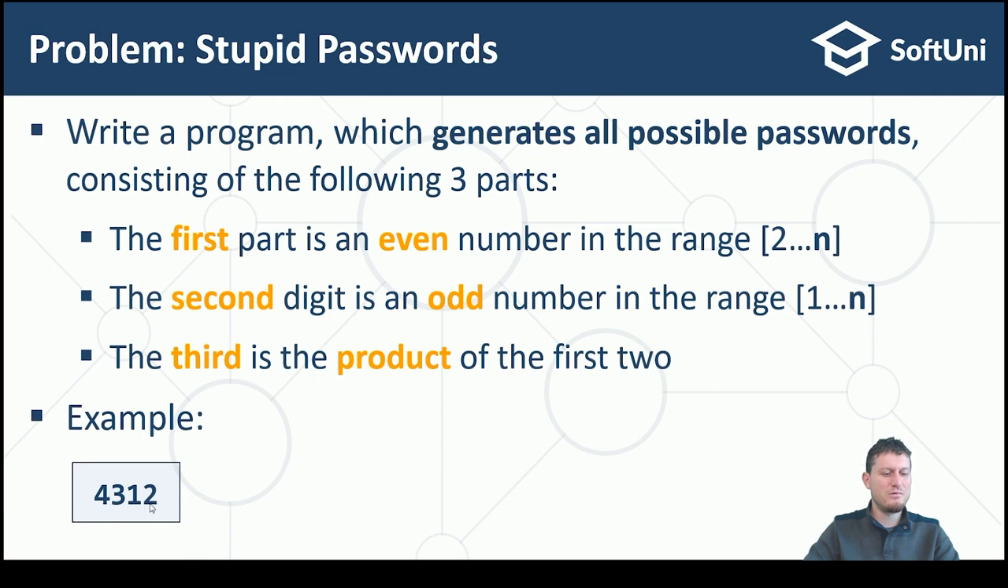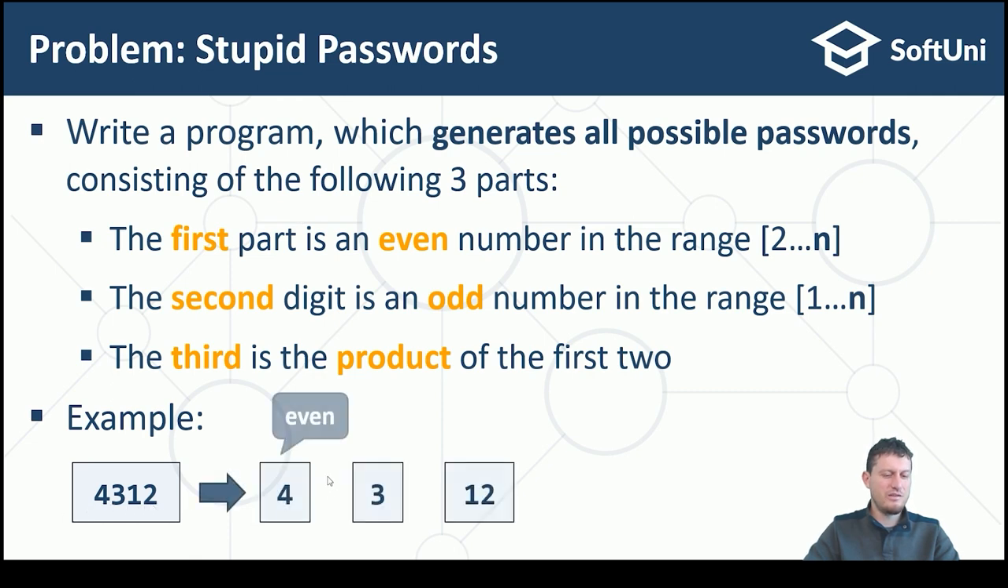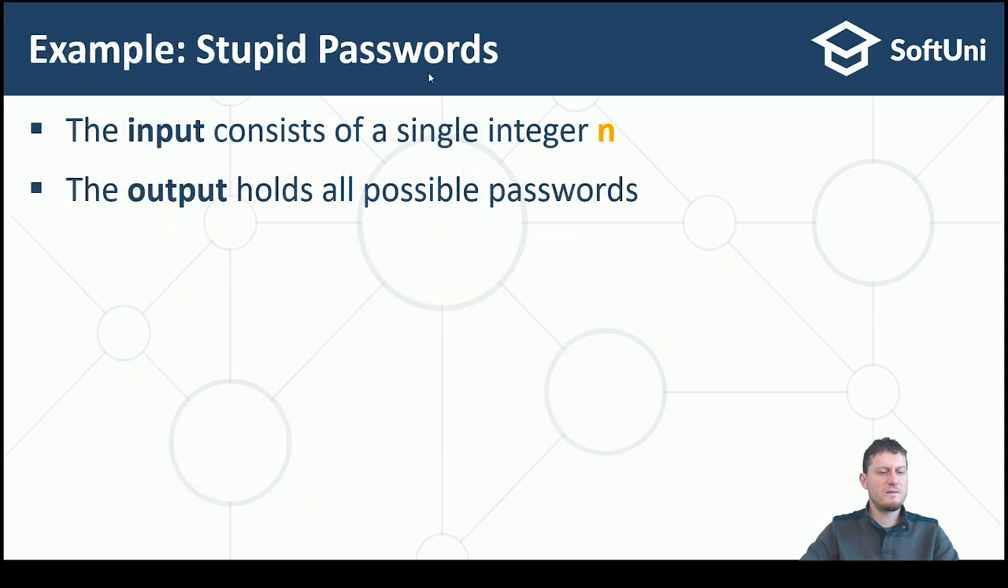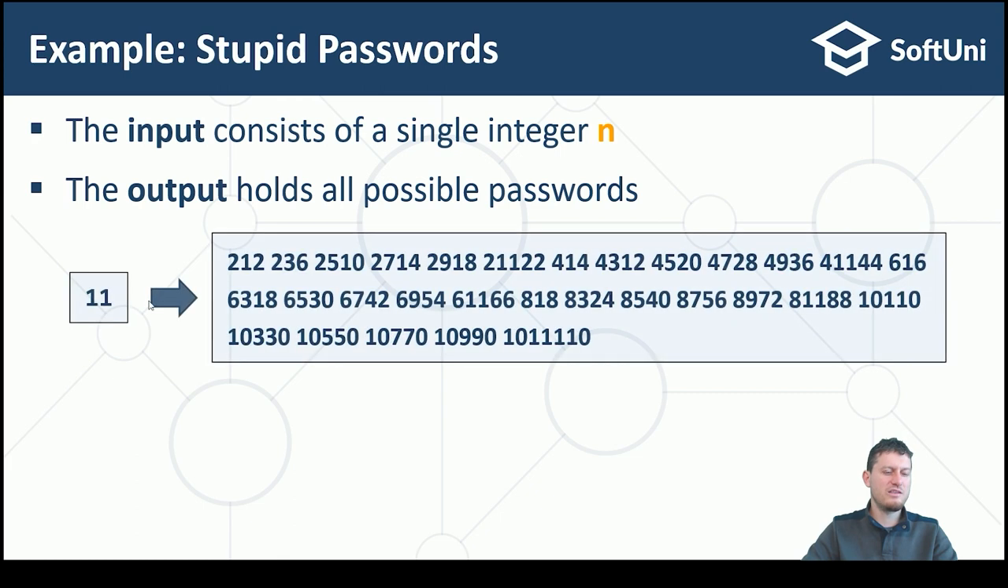This is an example. 4, 3, 1, 2. 4 is even number. This is odd number, and this is 12, which is the product of the previous two numbers. So this is what we get as input. We take as input the number n, and the output should hold all possible passwords from the first to the last. These are the passwords.